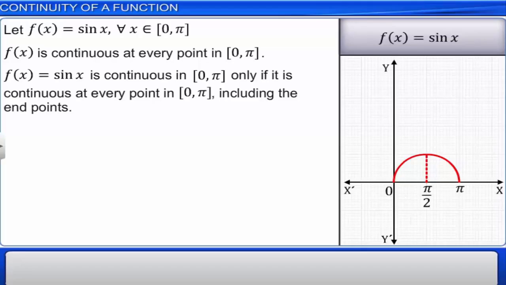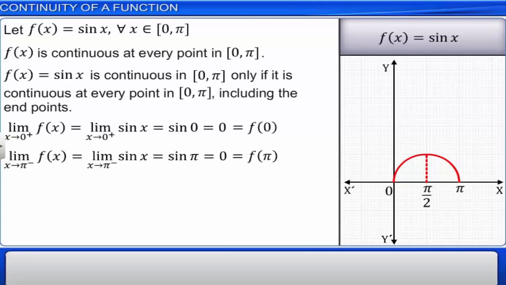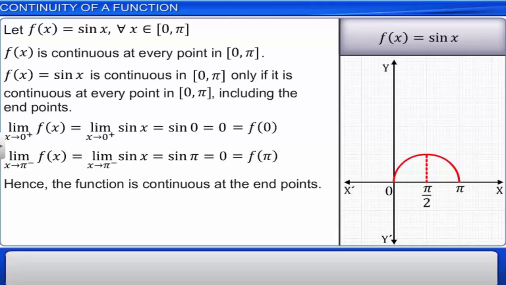So let's check the continuity of the function at its endpoints. The right-hand limit of f of x at x is equal to 0 is 0, which is the value of the function at 0. The left-hand limit of f of x at x is equal to pi is also 0, which is the value of the function at pi. Hence, the function is continuous at the endpoints. Here, we do not need to find the left-hand limit of the function at 0 and the right-hand limit of the function at pi.